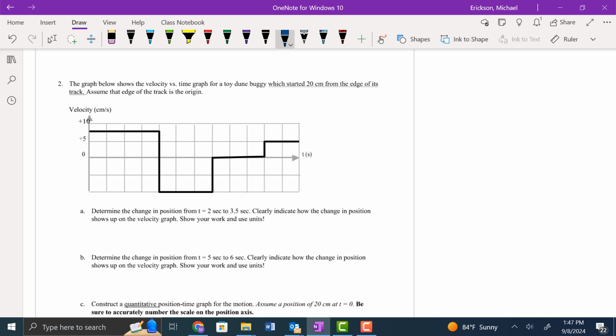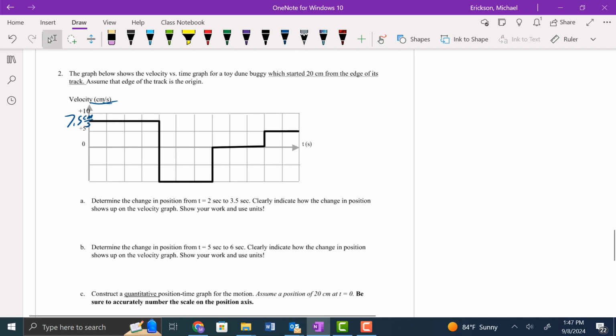Some things to note. This is 7.5 centimeters per second up here. And notice it's centimeters per second, not meters per second, what we've been used to. So they want us to find the area, the displacement, from 2 to 3.5 seconds. That would be from here to here, roughly.